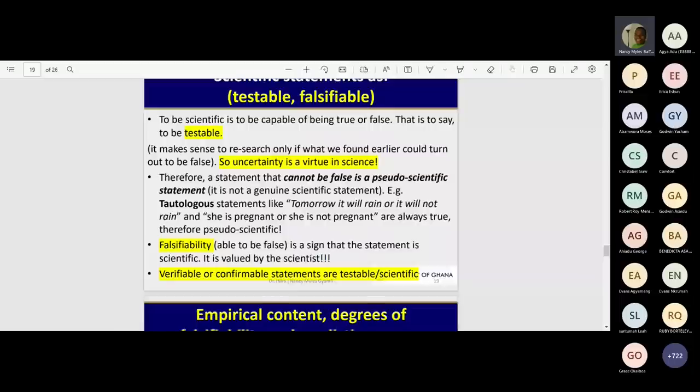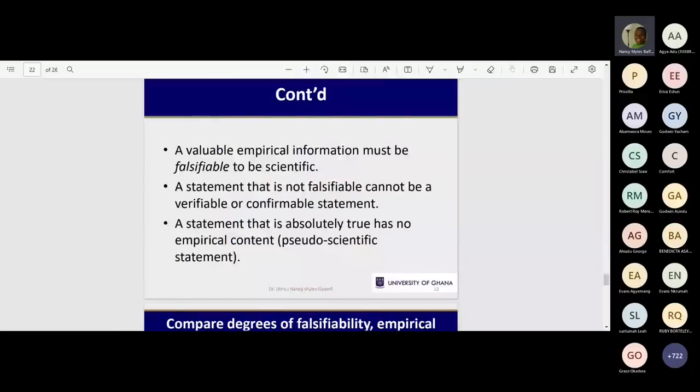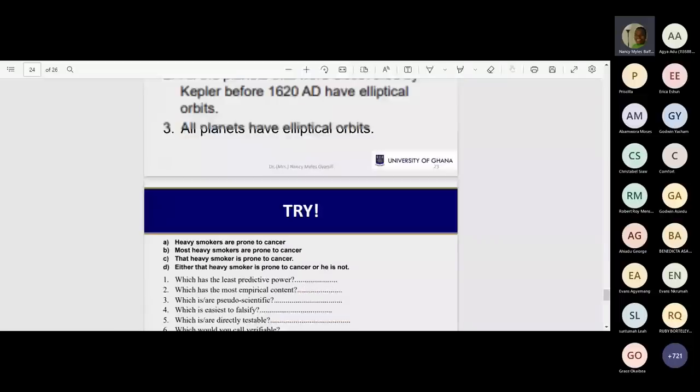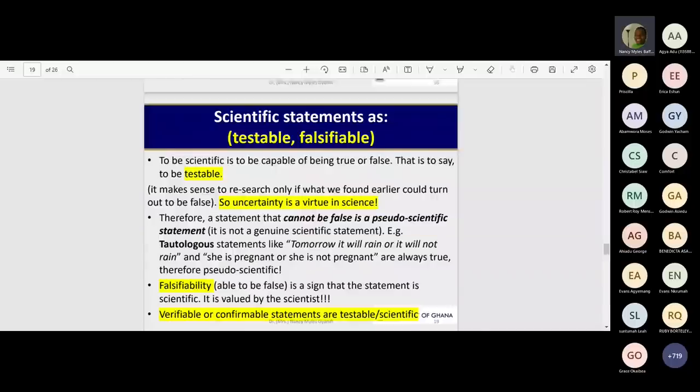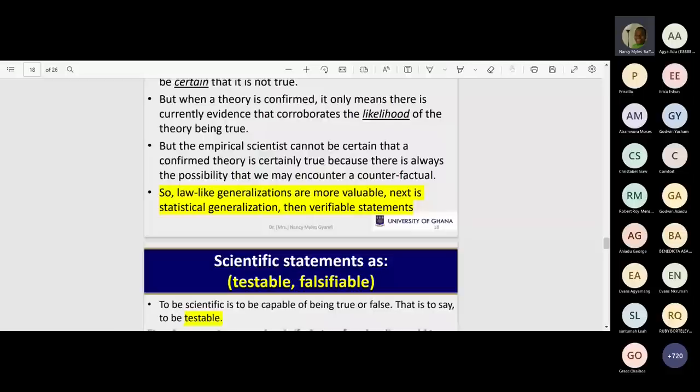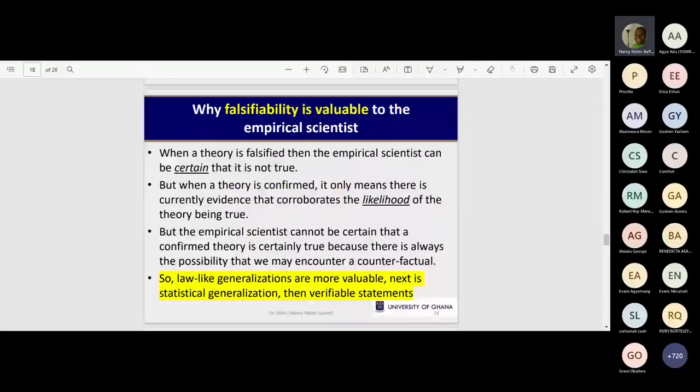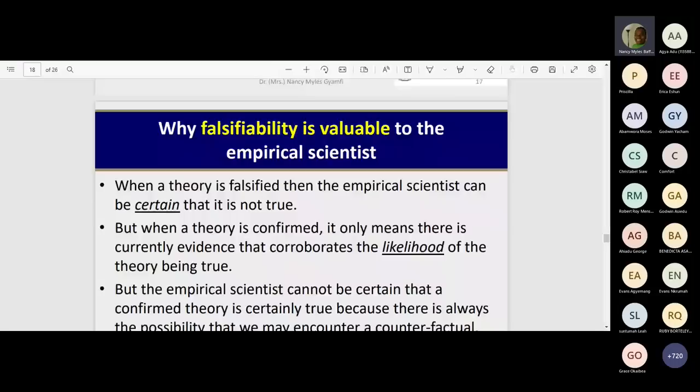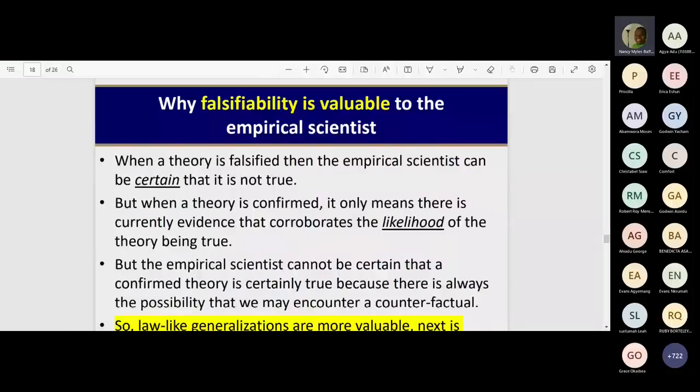Why would the empirical scientist prefer a statement that can easily be made false compared to the one that can easily be made true? If there's one that is easy to make true, why wouldn't you go for that, the statistical hypothesis? Why would you go for a universal one? I want one of you to read what is on the screen for me. Let me allow your mics now quickly. Allow mics. Very good. Then I'll take questions in a minute. But let someone read what is on your screen.